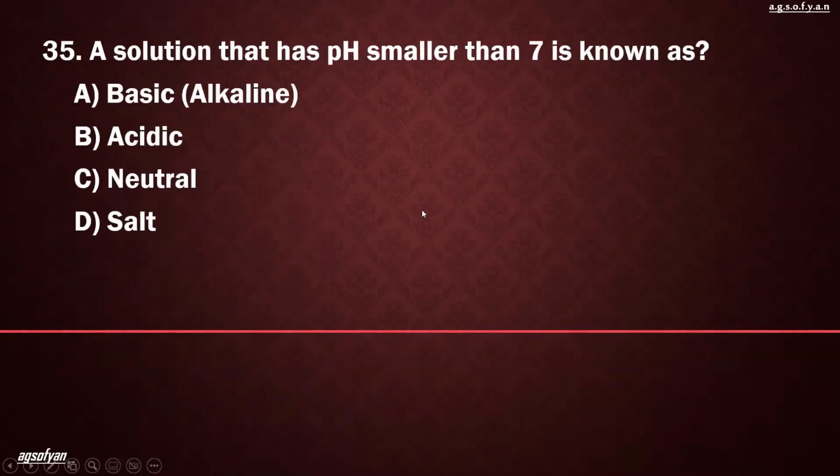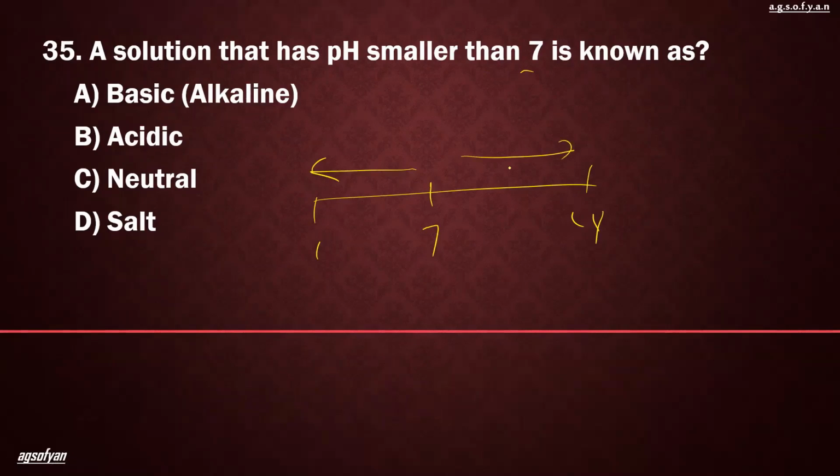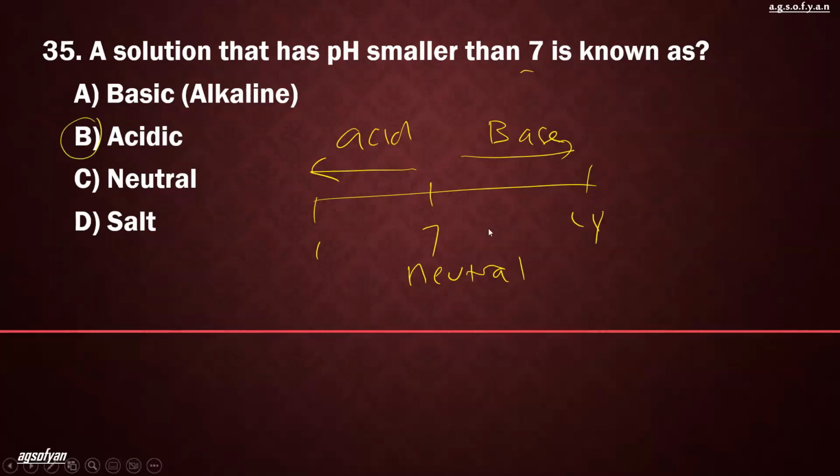A solution that has pH smaller than 7 is known as... so 1 to 14, then you have 7 in the middle. Lower than 7, above 7, 7 is neutral. So what do you call lower than 7? Acidic. This is acid. Higher than 7, basic. This is base. So this one should be acidic, lower than 7.